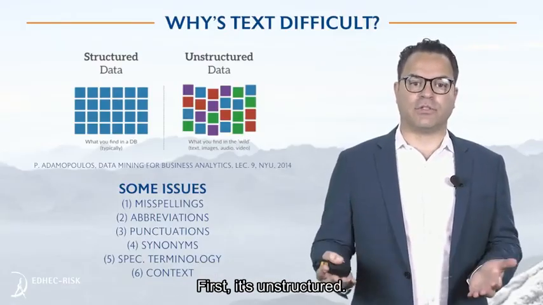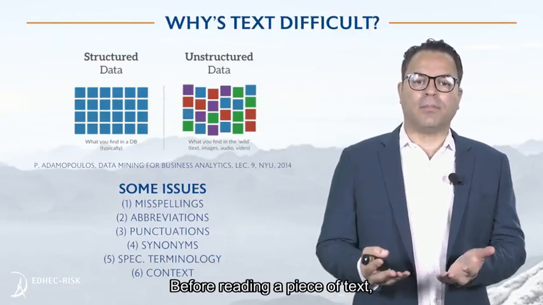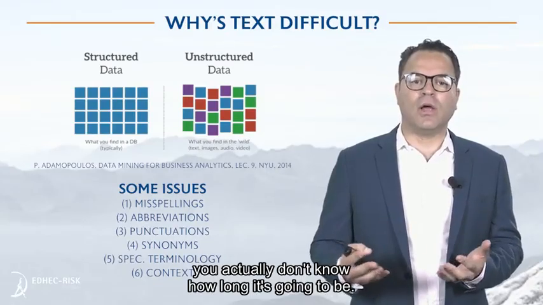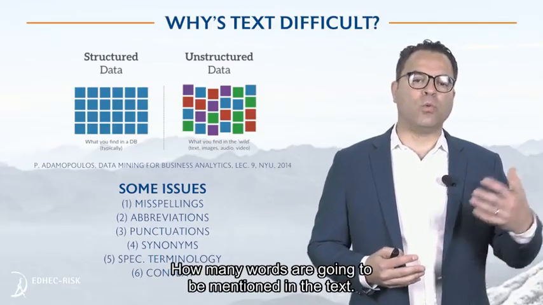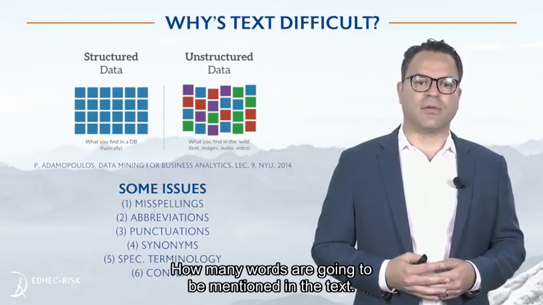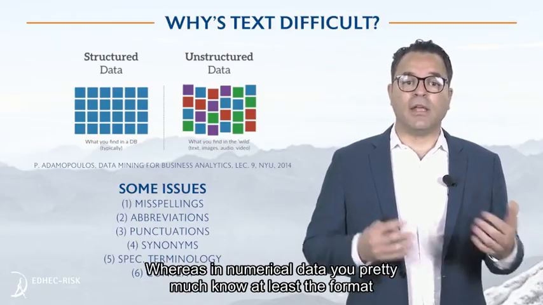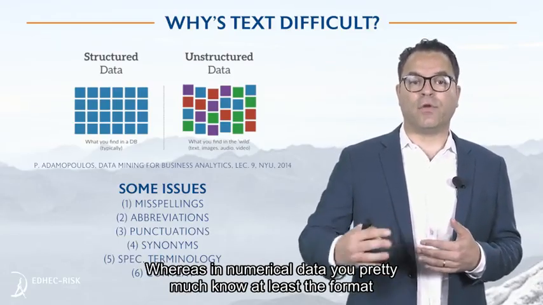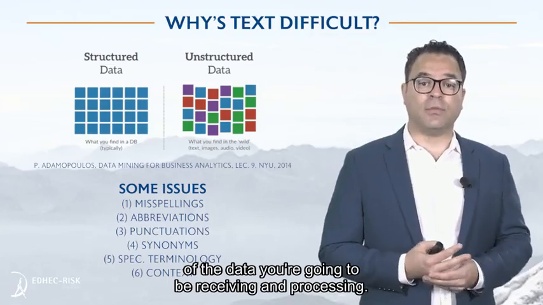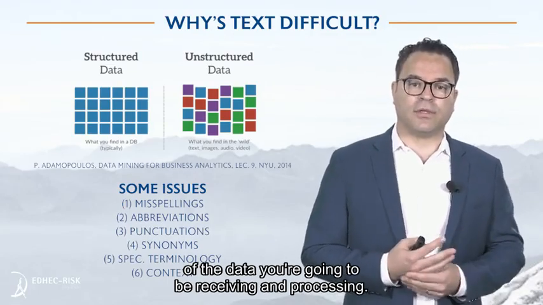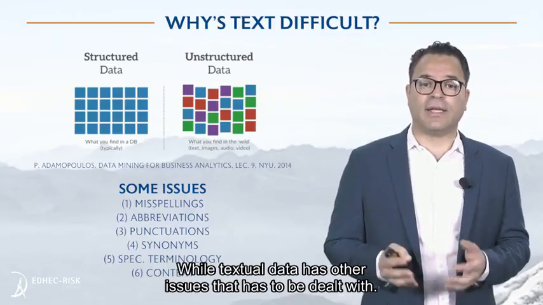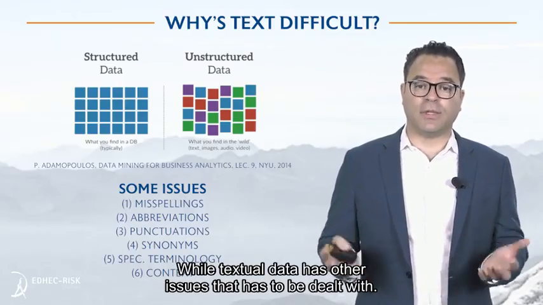First, it's unstructured. Before reading a piece of text, you actually don't know how long it's going to be, how many words are going to be mentioned in the text. Whereas in numerical data, you pretty much know at least the format of the data you're going to be receiving and processing. While textual data has other issues that have to be dealt with.